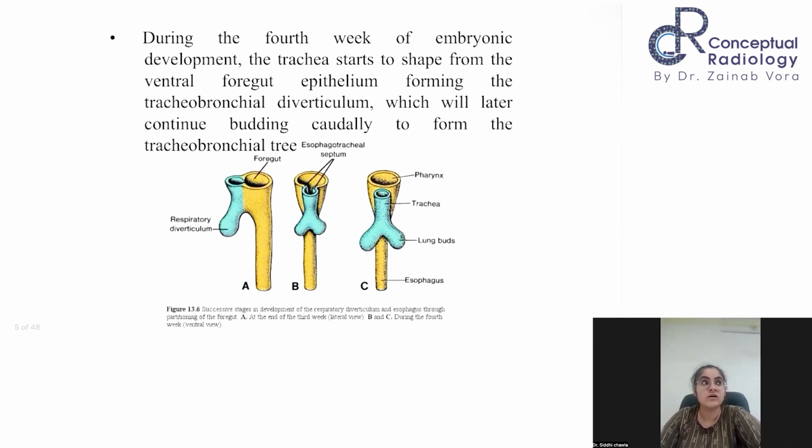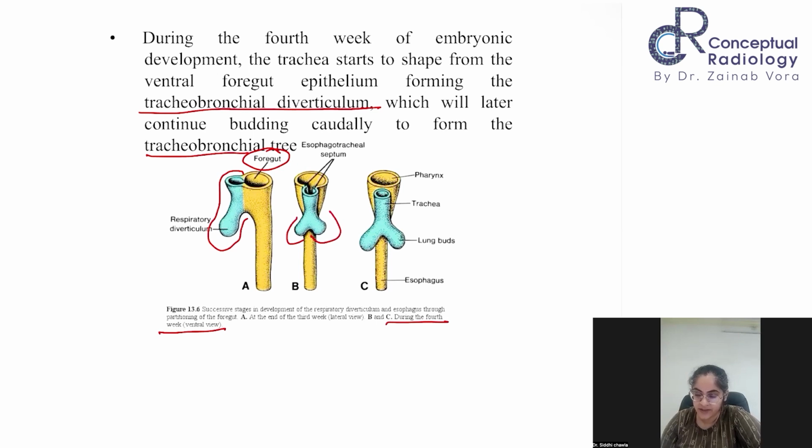Again, to discuss the embryology, the trachea actually develops from the foregut, the developing foregut, and the tracheobronchial diverticulum arises from it. This is the respiratory diverticulum, and it will later continue to bud caudally to form the tracheobronchial tree. You can see that during the 4th week, in images B and C, the bilateral lung buds are forming, and this is the process which gives rise to the trachea.